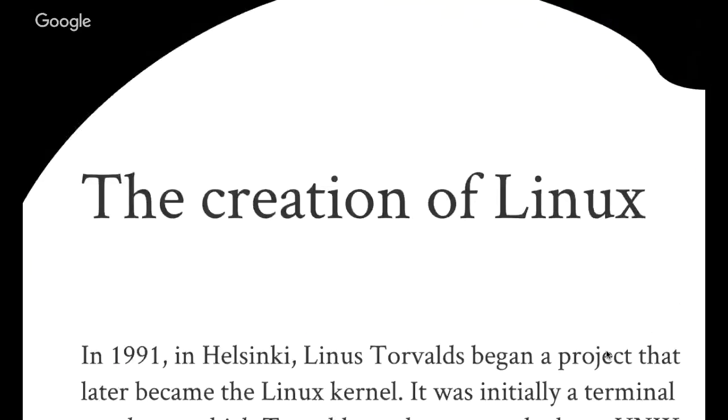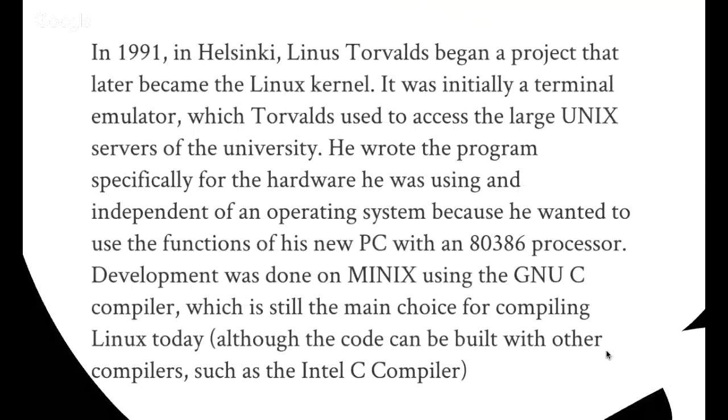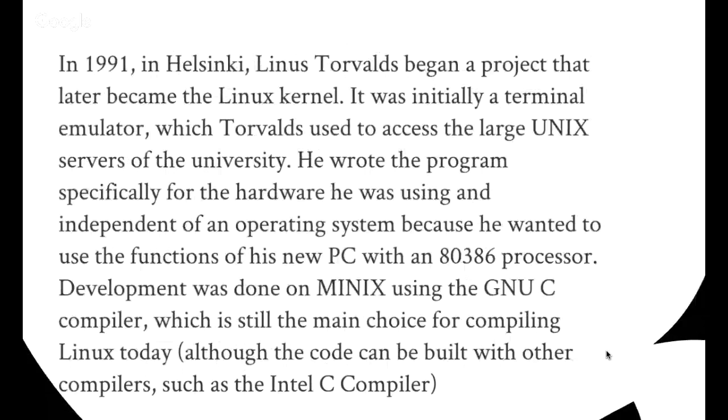Now, creation of Linux, again, Helsinki. He was in Helsinki working on a project for college. And he began this project initially as a terminal emulator which he used to access a large Unix server on the university. He wrote the program specifically for the hardware he was using, an independent operating system, because he wanted to use the functions of his new PC that had a 386 processor. Wow. Development was done on Minix using the GNU-C compiler, which is still the main choice for compiling Linux today, although it can be compiled in other compilers besides that.